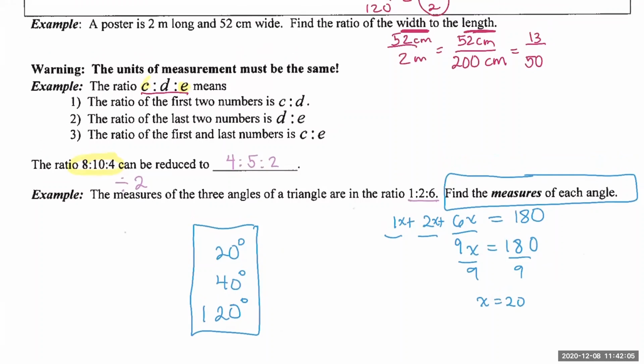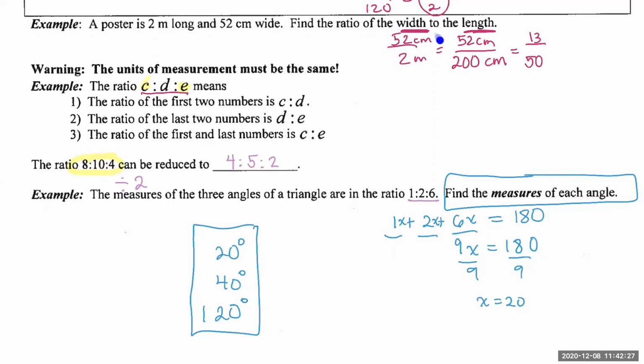Now, Richard had a question back on the first example. Richard, your question was, where did I get 52? 52 was given to me. They wanted the ratio of the width. So the width is 52 centimeters. I wrote that on top over the length, which is 2 meters.